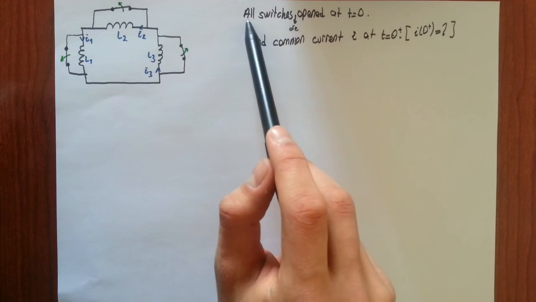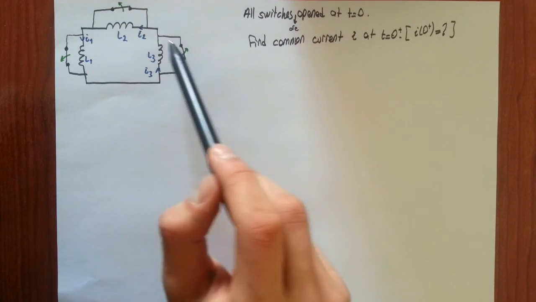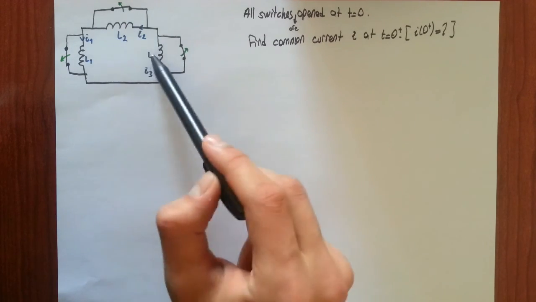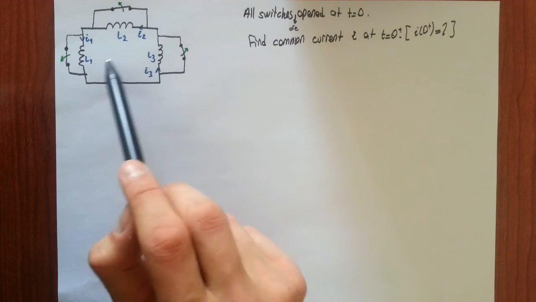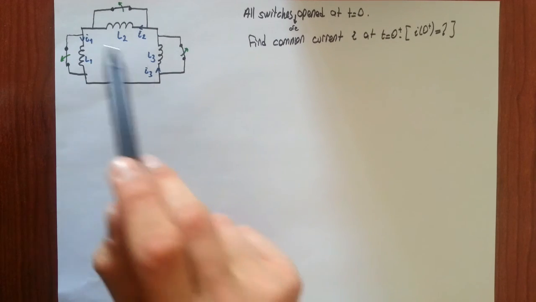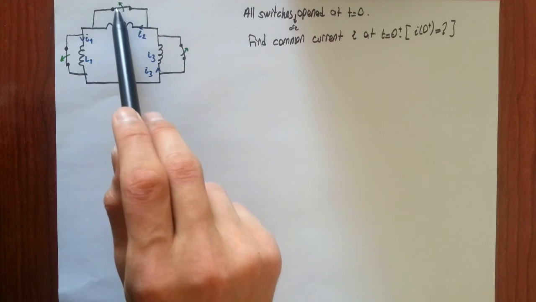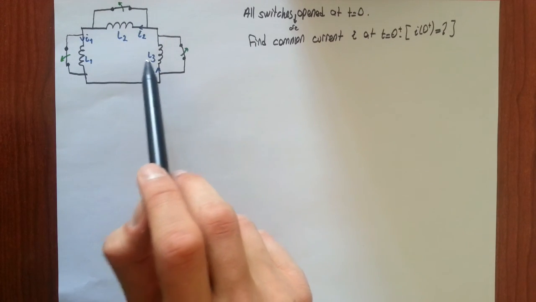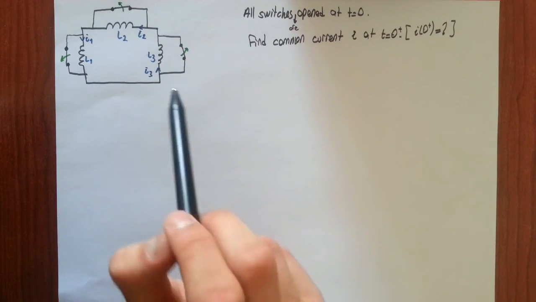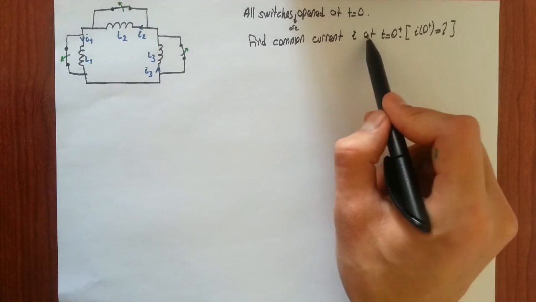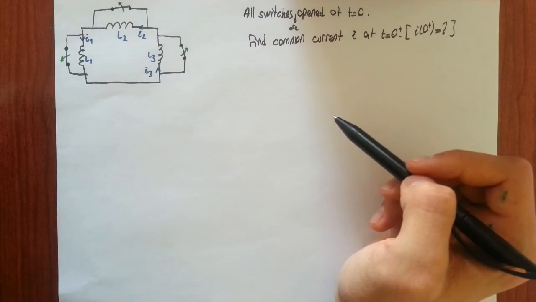And let's look at the question. All switches are opened at t equals 0. So these switches are opened at t equals 0. What happens? They immediately become in series, right? Right now they are not in series, but after the switch opens, they become in series immediately. And it's asked to find the common current I flowing through the inductors.